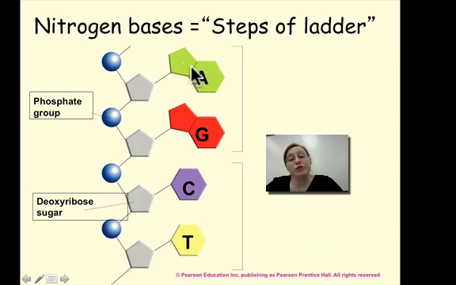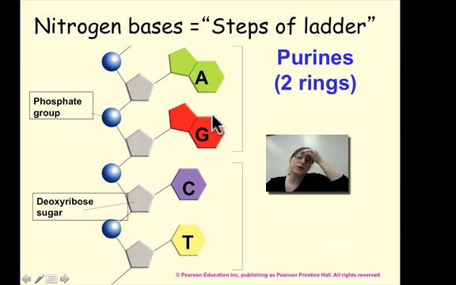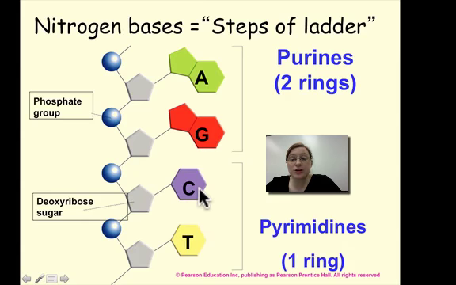If they have two rings, one ring here and one ring here, we call that a purine. So A and G are both examples of purines. If they only have one ring, or a single ring structure, then we call them pyrimidines. So, one ring versus two rings.